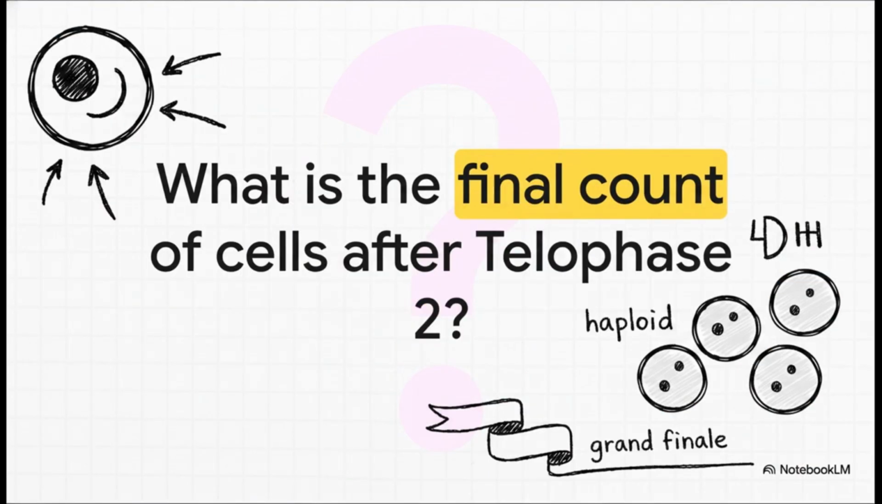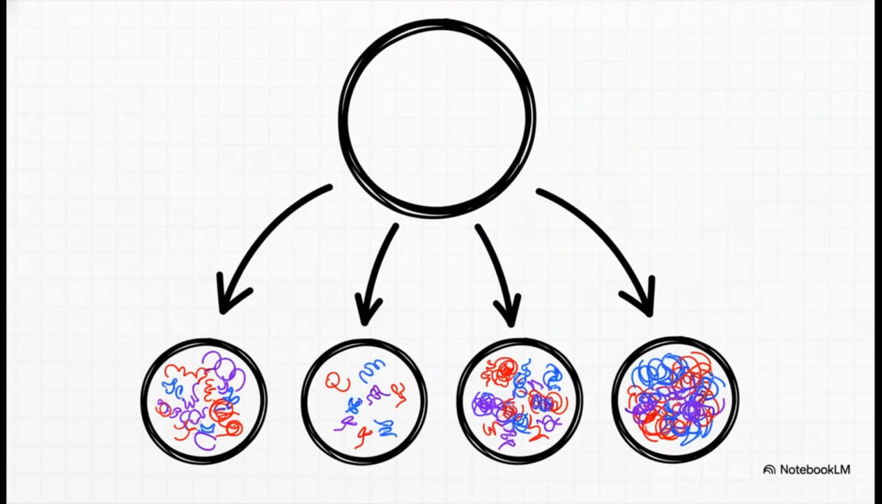And for our final quiz question, what is the final cell count at the very end of telophase 2? Think about the grand finale of this whole biological process. The ultimate result of the entire meiosis cycle is exactly 4 haploid daughter cells. If you got that, you have officially grasped the core objective of meiosis. Meiosis really is an incredible biological engine, successfully transforming one single cell into 4 unique haploid sex cells.